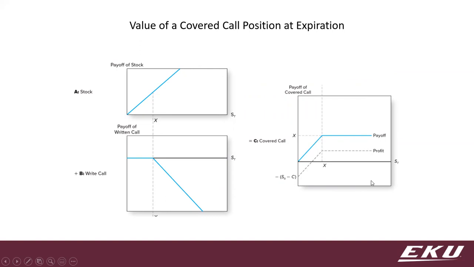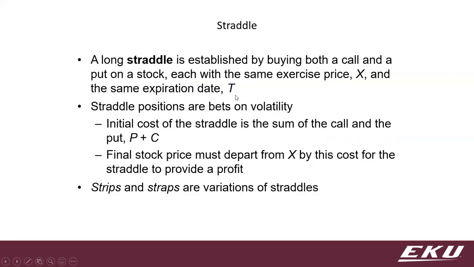So we can use calls or puts. We can write them, we can buy them. What we're trying to do is combine these to give us the payout structure we're looking for. So this is just using stock and either a call or a put based on that stock, but it doesn't have to just be one option.